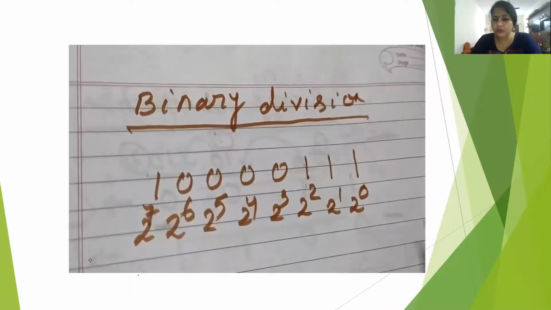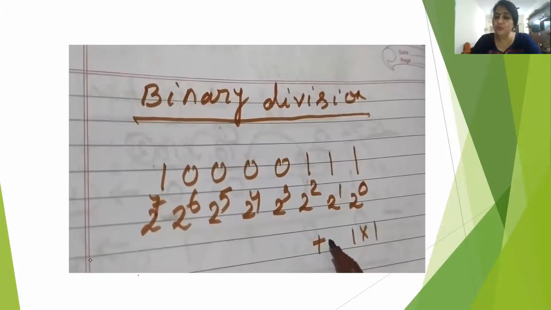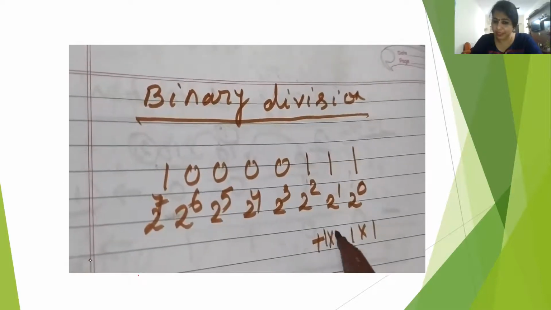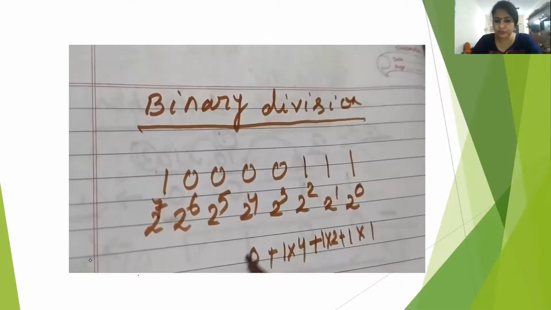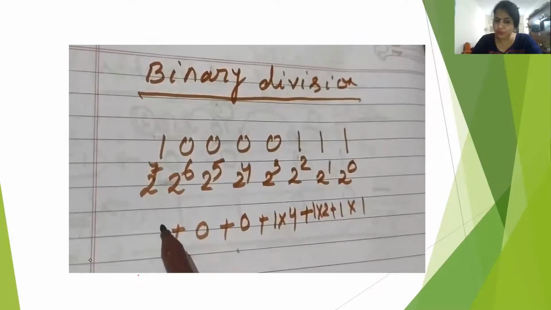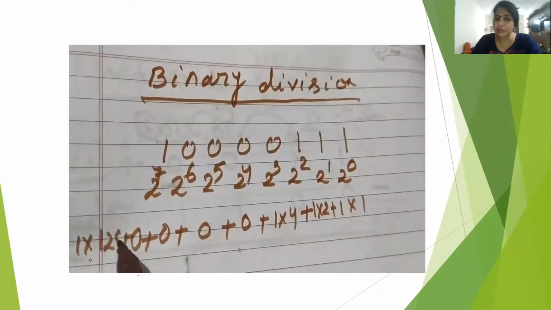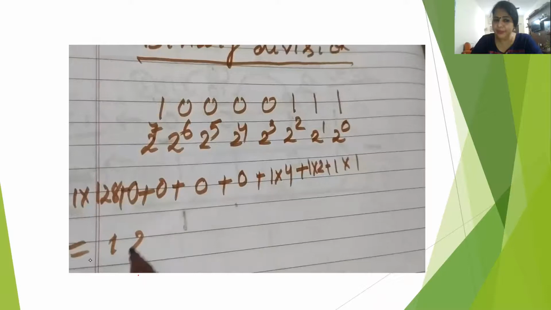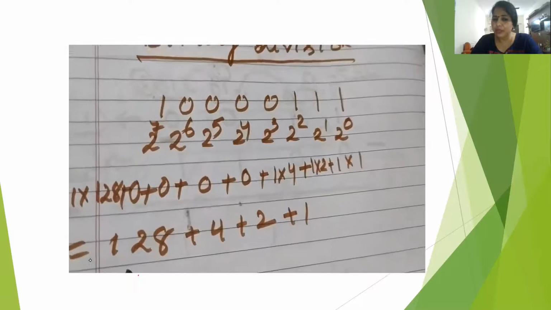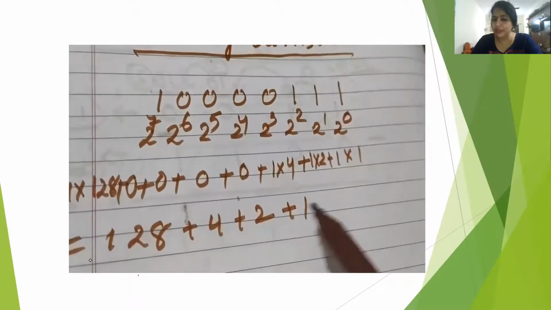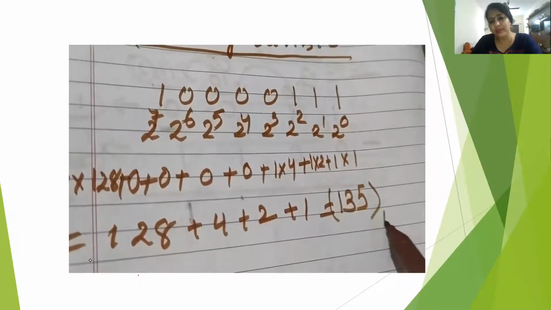Now 2 to the power 0 is 1, multiplied by 1. 2 multiplied by 1. Again 4 multiplied by 1. Then 0, no need to write the value. And 2 to the power 7 is 128, so 128 multiplied by 1. Now 128 plus 4 plus 2 plus 1. So what is the value? 135. This is the decimal value, 135.